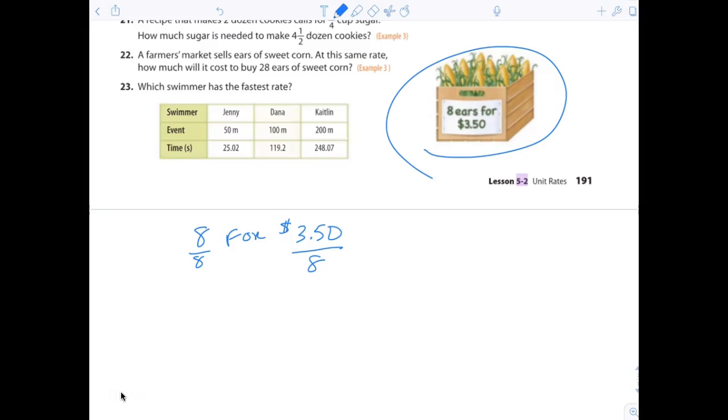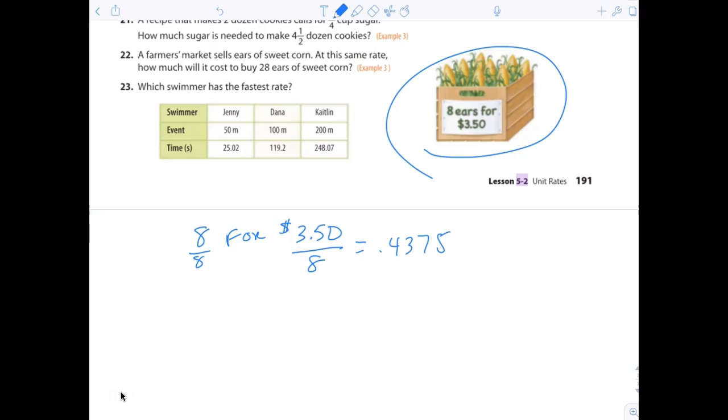Thank you, Aiden. 0.4375. Now that's like 43 cents per ear of corn. Does that make sense? And the 75 is like a little bit less than a penny.